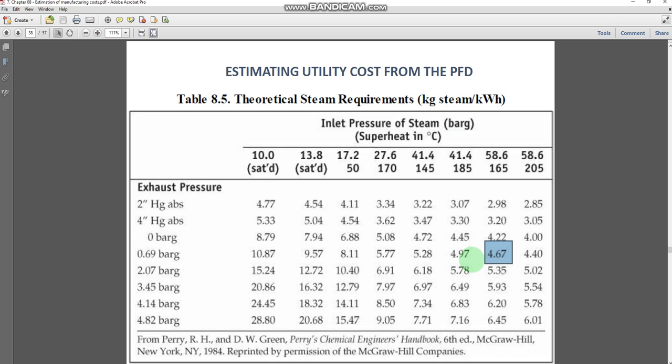Okay, so if you increase the steam flow rate, obviously you can have more production of energy from this given steam turbine.